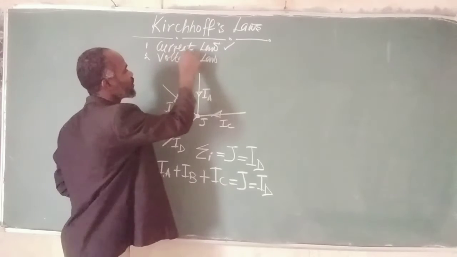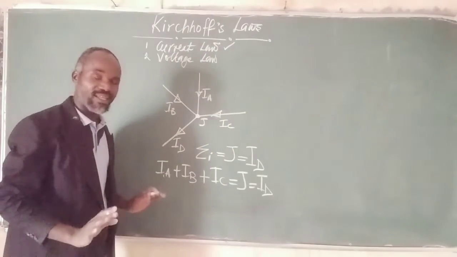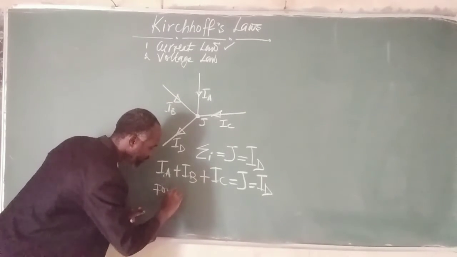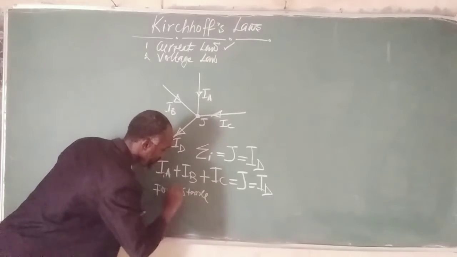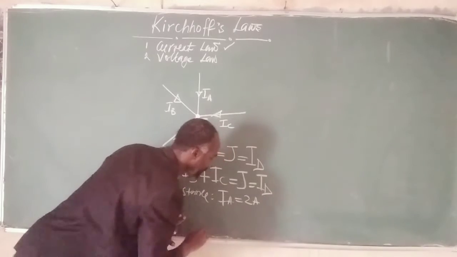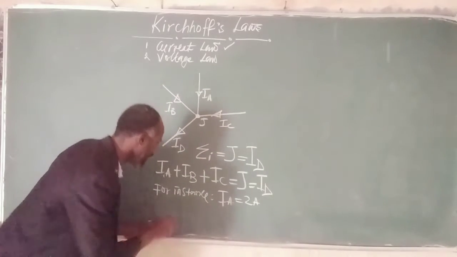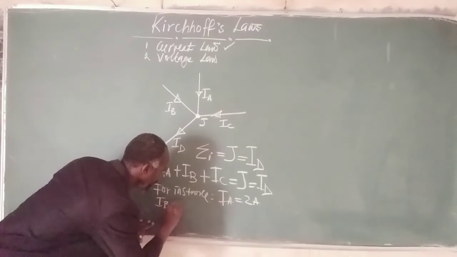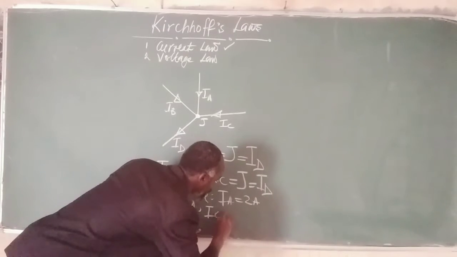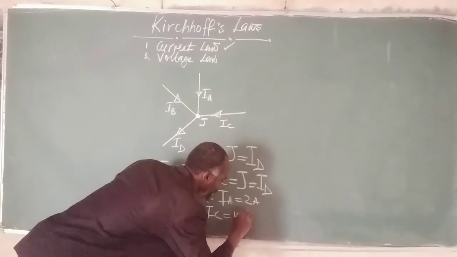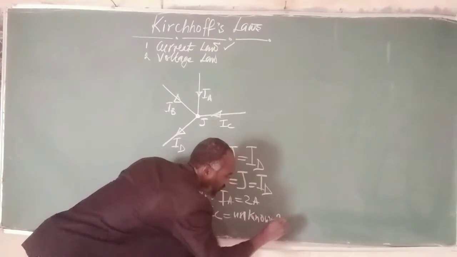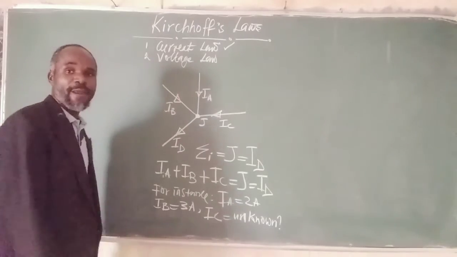I'm talking about Kirchhoff's current law, right? That is it. So if we now say, for instance, that IA is equal to 2 amps, and IB is equal to 3 amps, but we don't know the value of IC, which is unknown, let's see what happens.